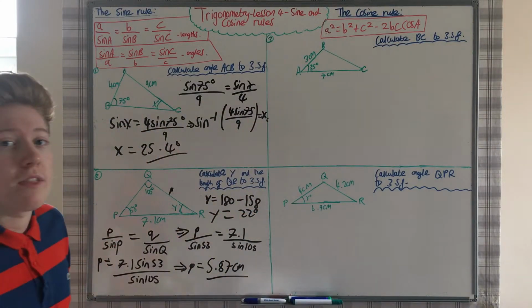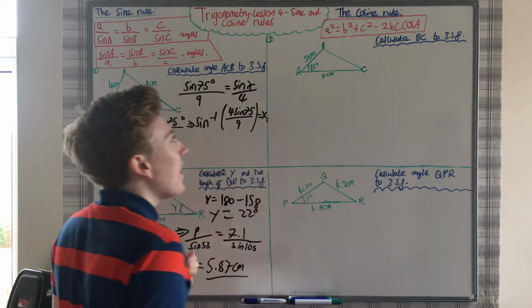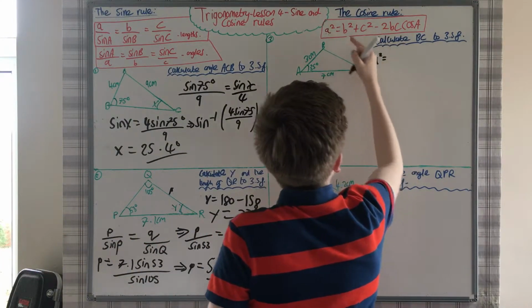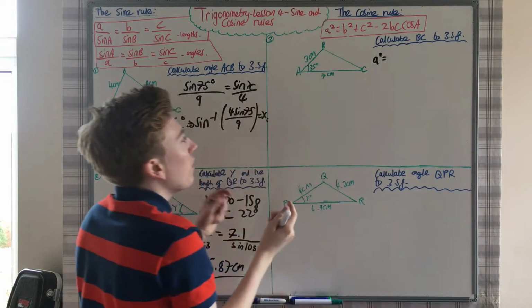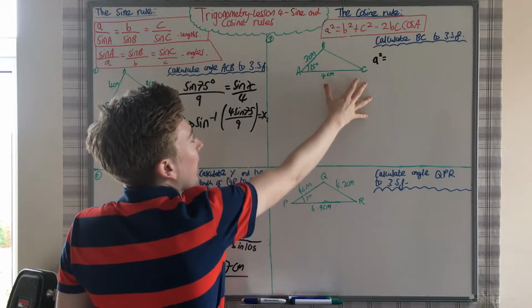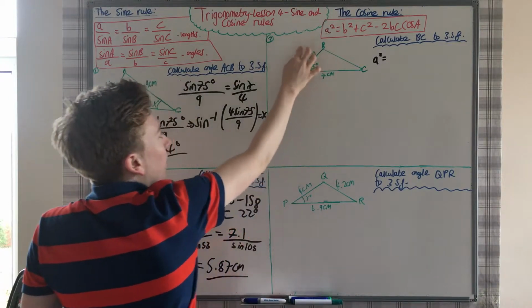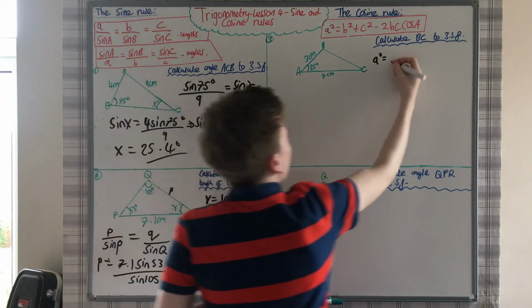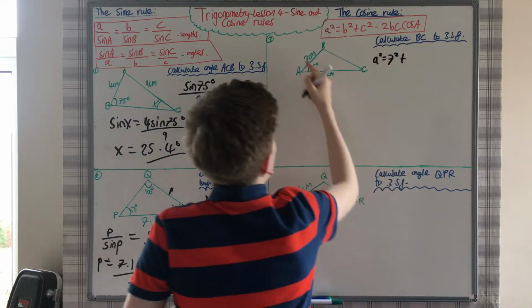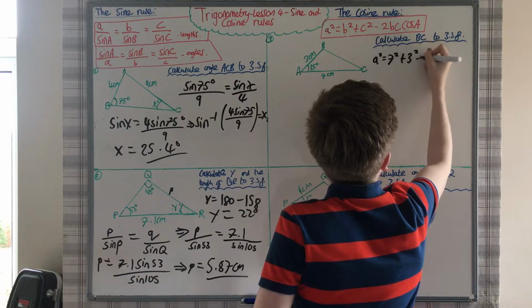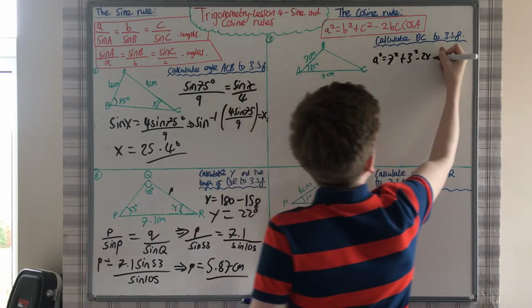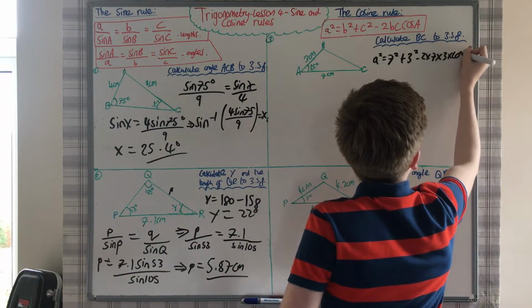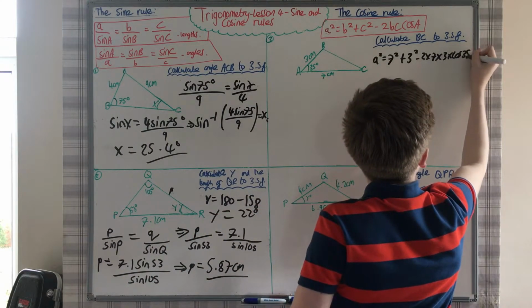So all we do is put numbers into this equation. There's no rearranging necessary. a squared is equal to b squared. Now it doesn't matter which one we use as b and c. For the sake of using the lowercase as the opposite side, we'll say this is c and this is b. So a squared is equal to 7 squared plus 3 squared minus 2 times b, which is 7, times c, which is 3, times cos of the angle, which is 35.